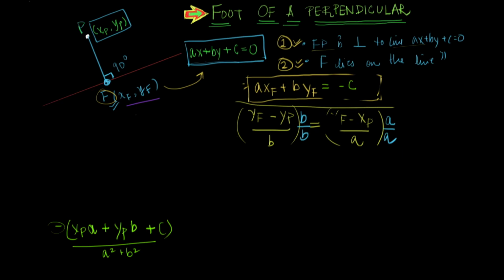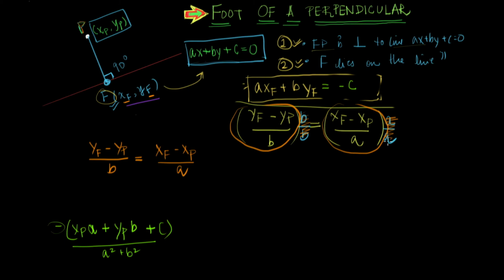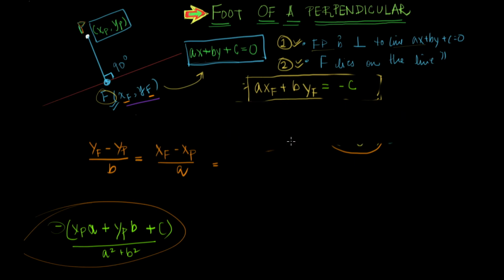All right. So now we have found out eventually that if xf and yf are the coordinates of the foot of the perpendicular drawn from P to the line ax plus by plus c equal to 0, then we have the following relation. Yf minus yp divided by b, ignoring the b by b, which is just 1, would be equal to xf minus xp by a, also ignoring the a by a because that's also 1, and is also equal to negative axp plus byp plus c divided by a squared plus b squared.